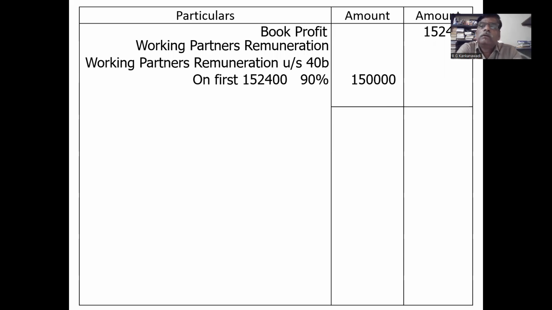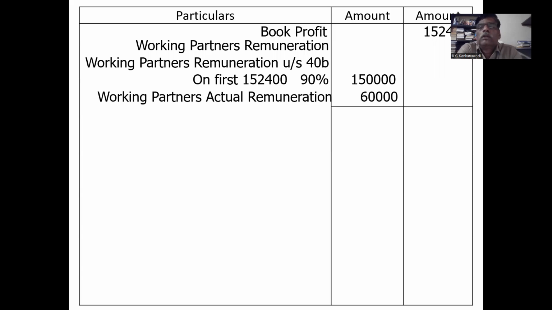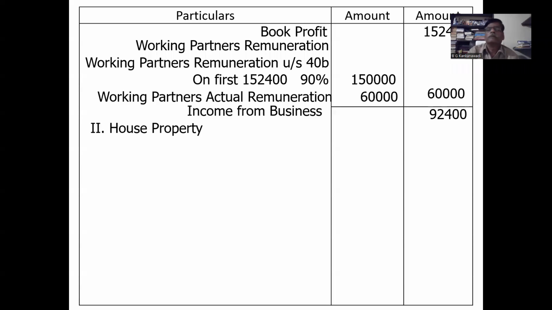Is the book profit, or less than book profit. 1,50,000 is more. If your book profit is 1,66,667 or more, 90% is more. Remember this. Then actual remuneration paid to working partner is 60,000. That is salary one. So out of these two, you deduct whichever is less. 60,000 you deduct. 92,400 is the book income from business. Income from business. Okay. Next, you calculate house property.